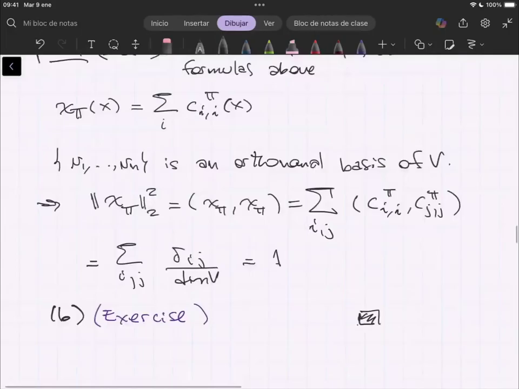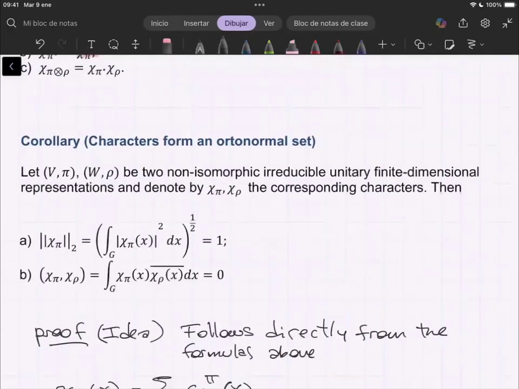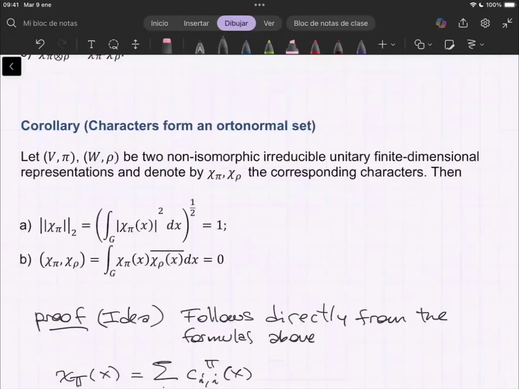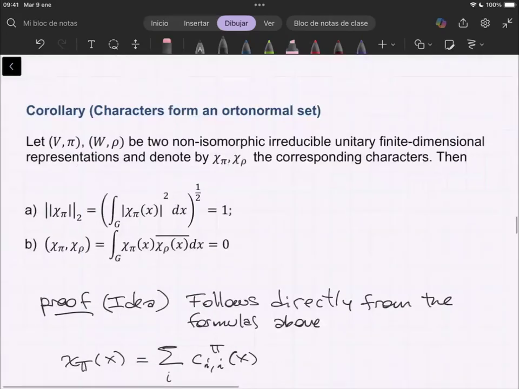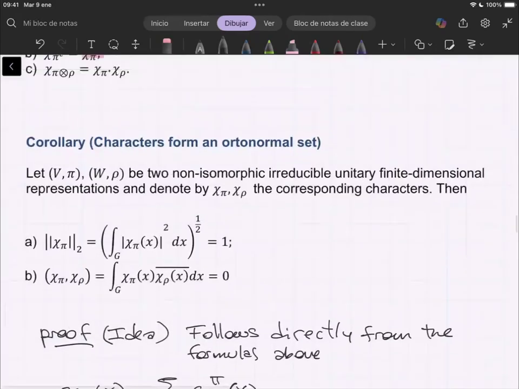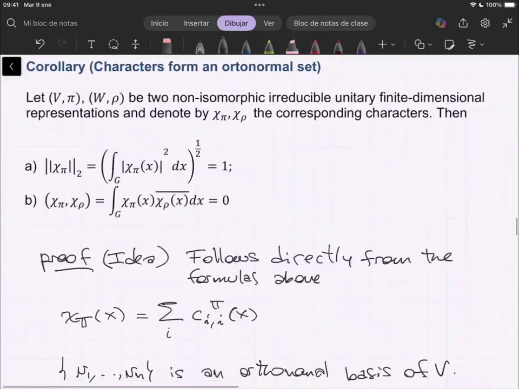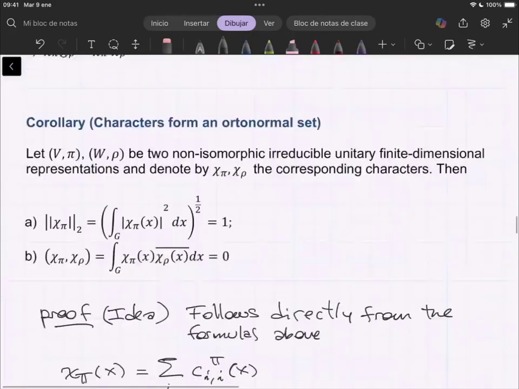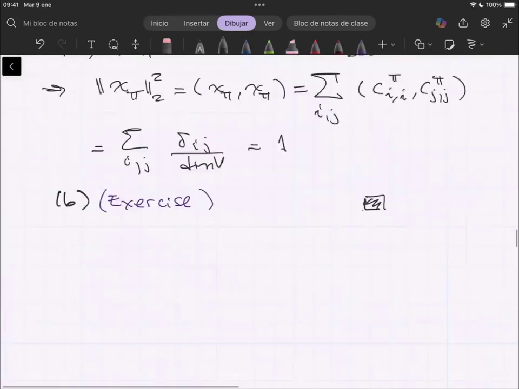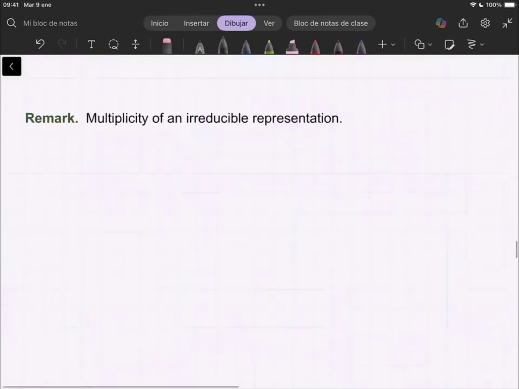Characters seem a kind of strange thing, but they are quite useful because they are related to representations and they form an orthonormal set, not a basis, in the set of continuous functions. This will allow us to compare different representations by looking at the characters. The first thing that we see is that we can find the multiplicity of an irreducible representation inside another one. So what do I mean by that?